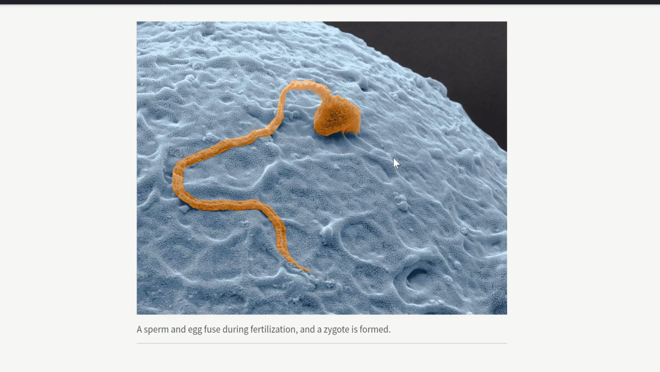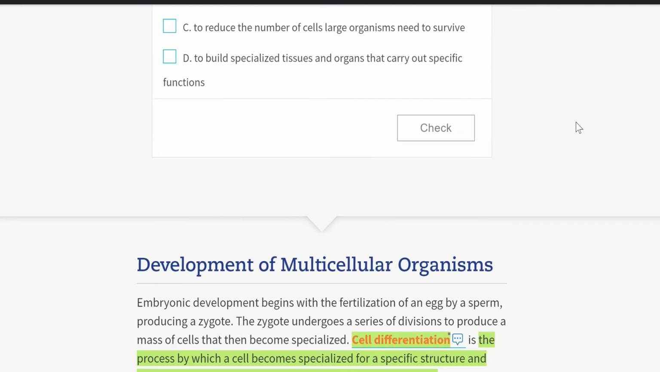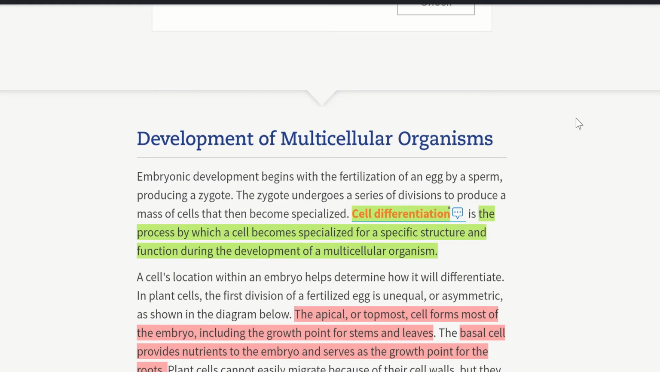So as we scroll down, this is just an idea of cell differentiation. This is a picture of a sperm cell fertilizing an egg cell, which are cells that have taken on form and function as sex cells. So as we scroll down, let's get into some of this stuff.